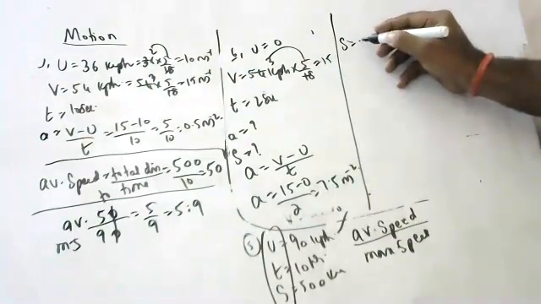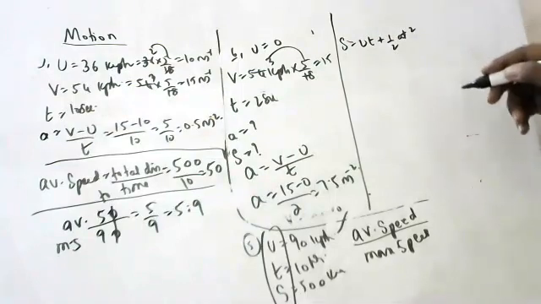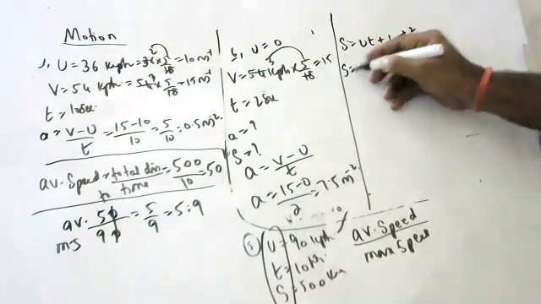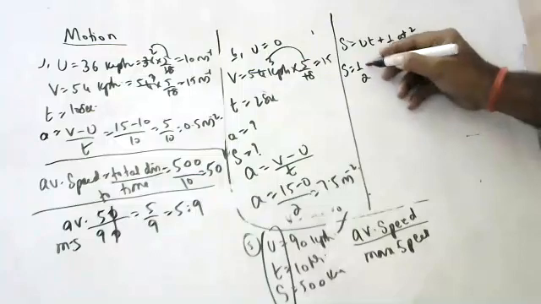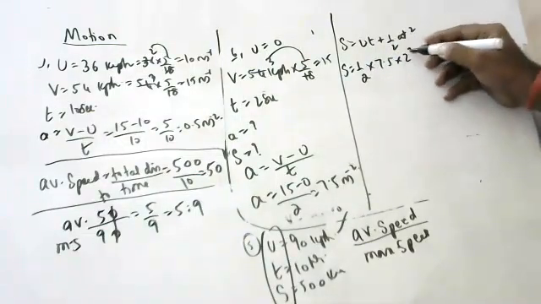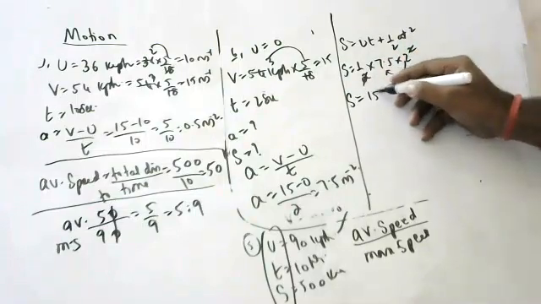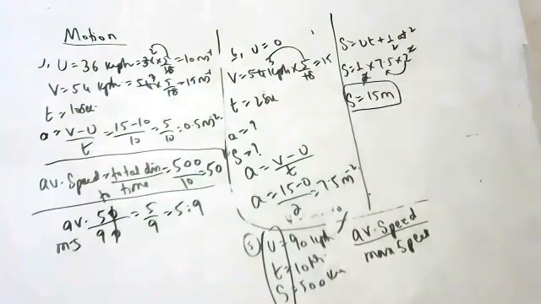S is equal to ut plus half at squared. u is 0, so s is equal to 0 plus half into 7.5 into 2 into 2. 2 into 7.5 is 15. So it travels 15 meters in this time.